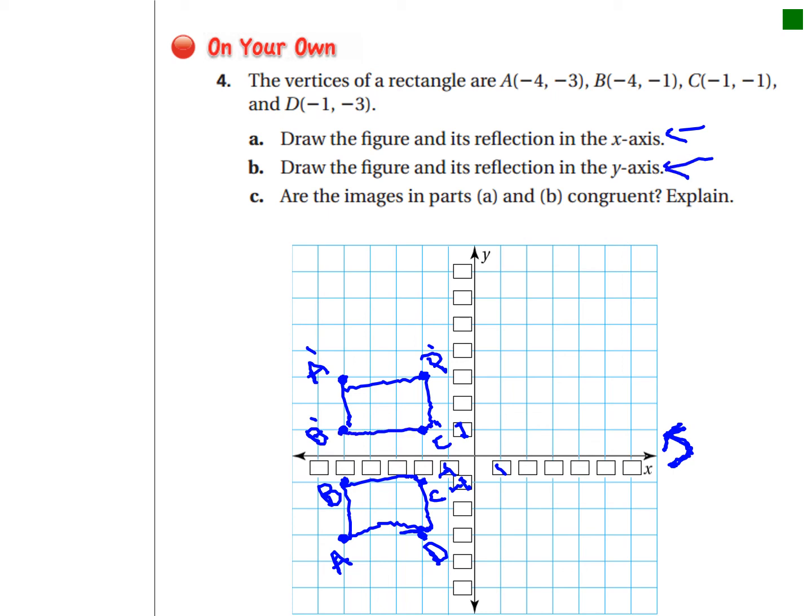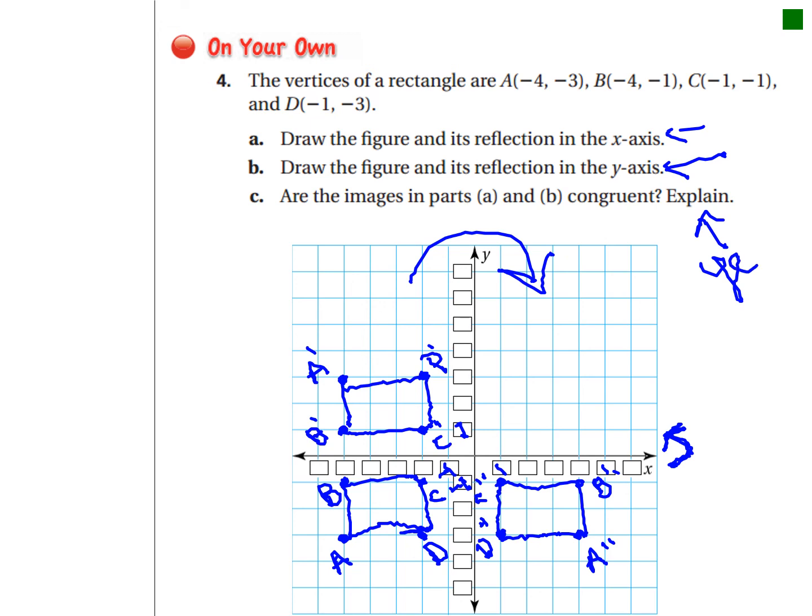All right, let's go ahead and flip in the y-axis. So we're going to be flipping this way now. All right, C is now going to be on the left side. D is now going to be on the left side. A is going to be on the right side, and B is going to be on the right side. This is our second image, so that's why I'm putting 2 apostrophes. And you got it. Are these congruent now?